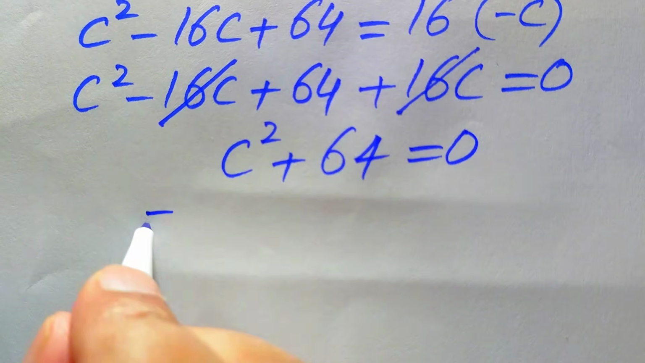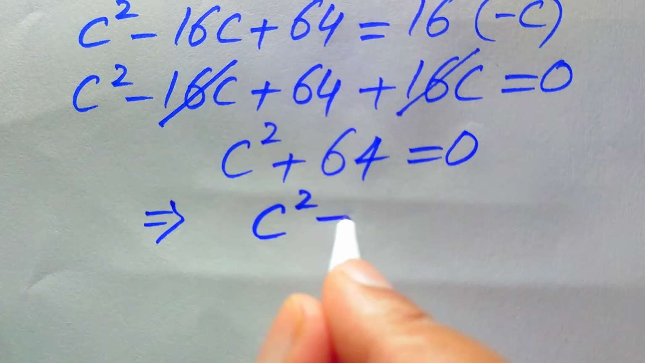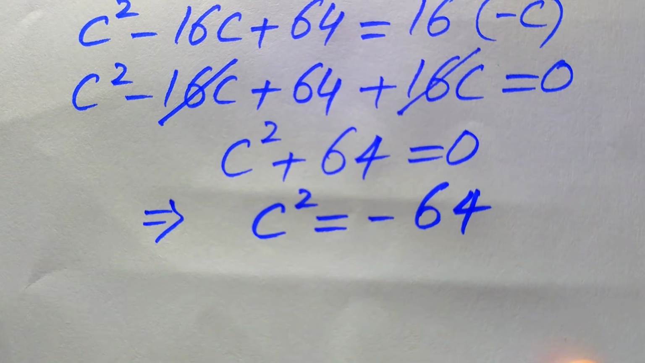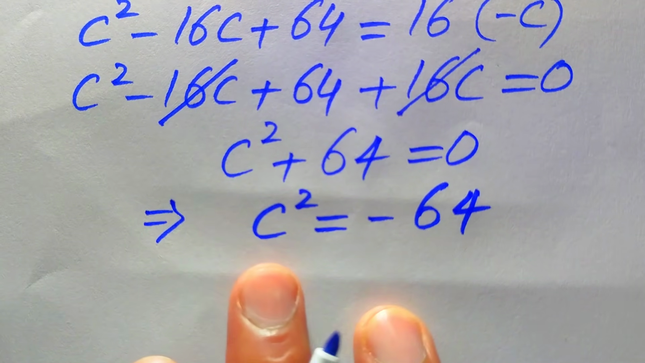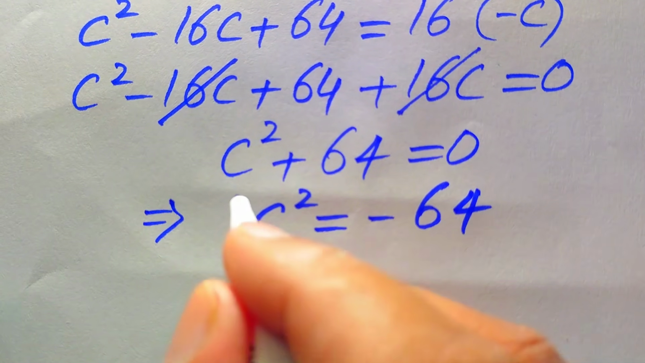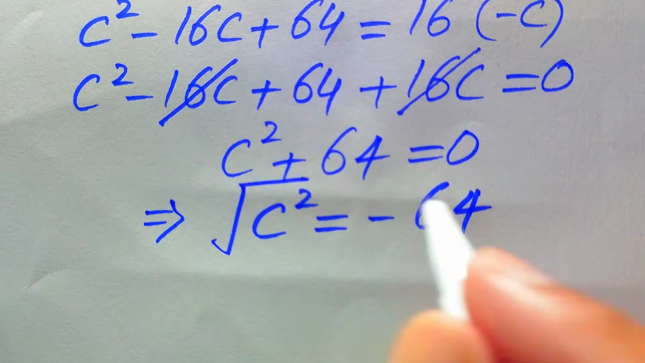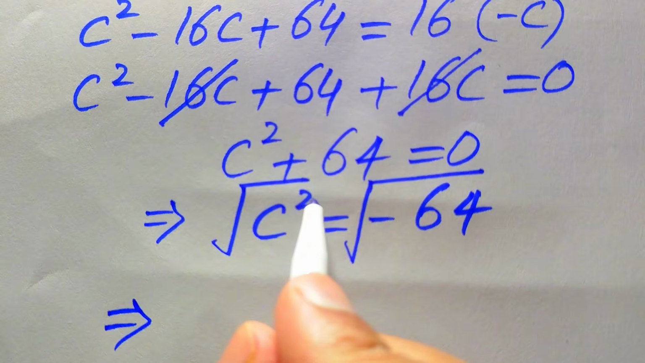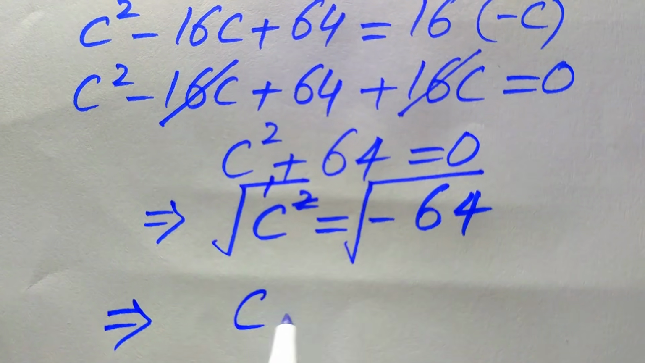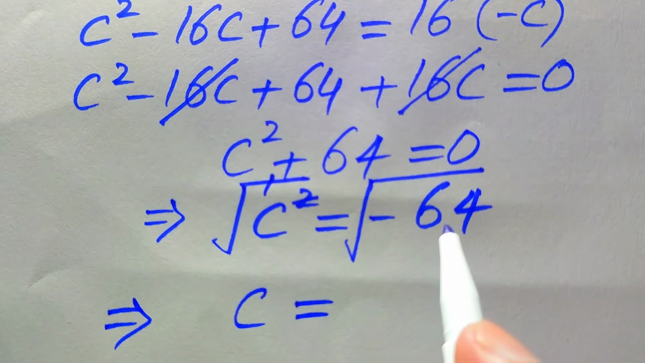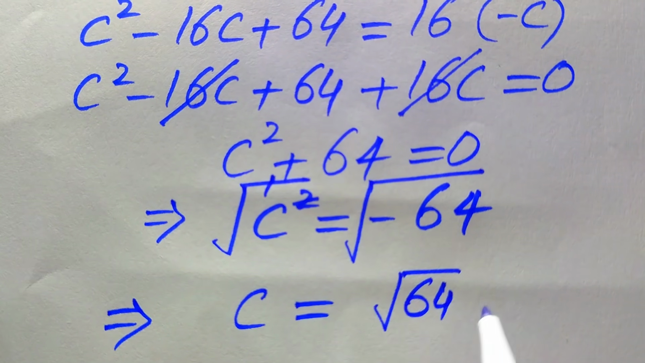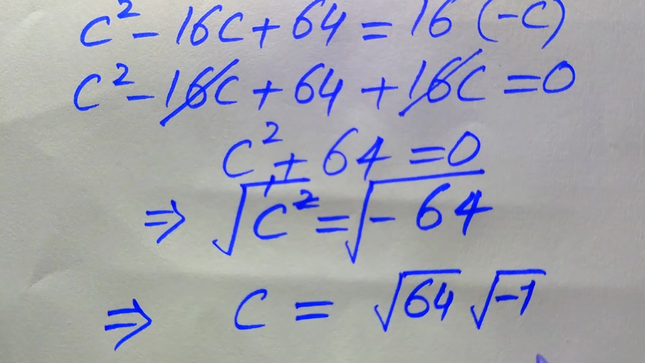Now in the next step we move the term plus 64 to the right hand side, and we get c square is equal to minus 64. Further, in order to remove this square sign, we take square root on both sides, and we get square root of c square is equal to square root of minus 64. Now this square and square root cancel out by each other, and we get c is equal to, applying the square root separately on both of these two values, square root of 64 into square root of minus 1.